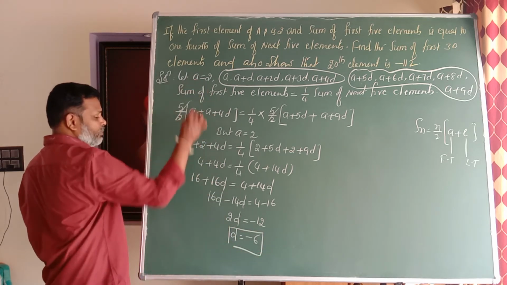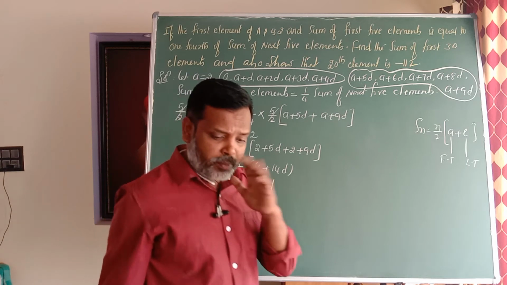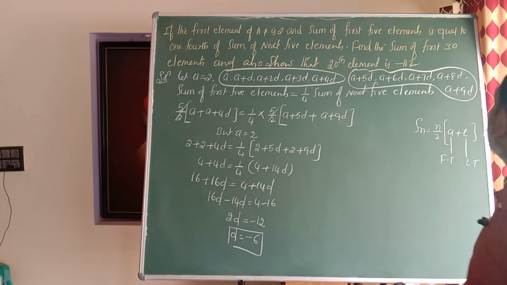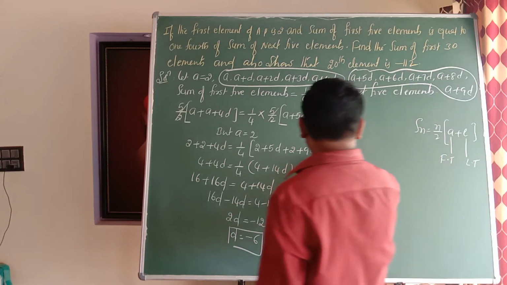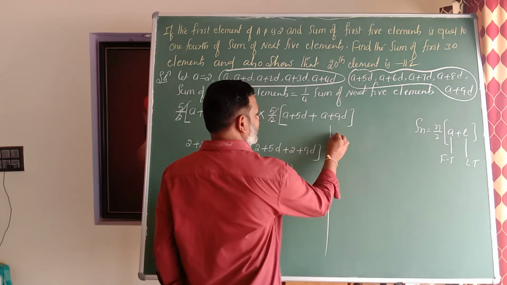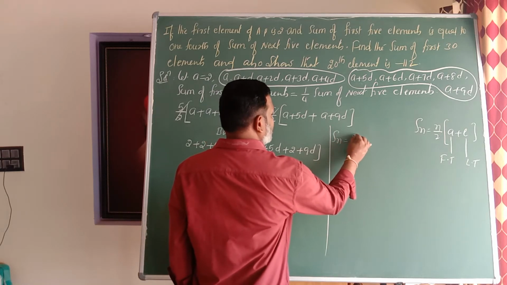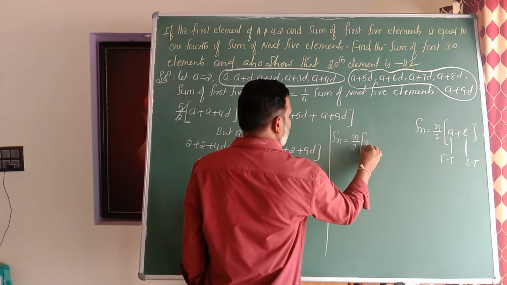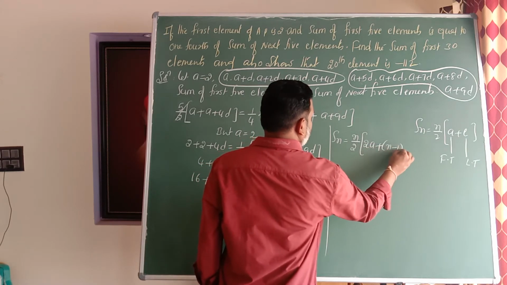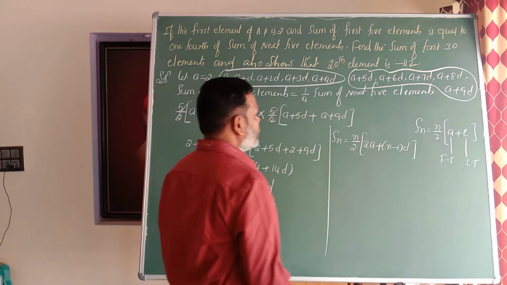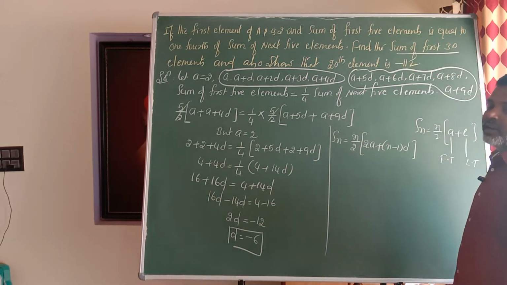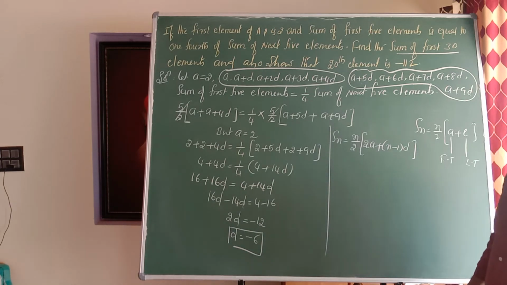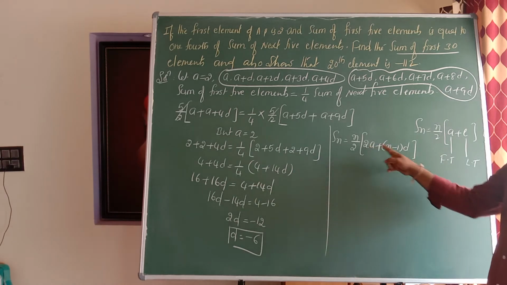So we have the first term. We have the common difference. Now actually the question is, find the sum of the first 30 elements, they are asking. Which formula I have to use? The question is sum of the first 30 elements. Sn is equal to n by 2 into 2a plus n minus 1 into d. Here why this formula we can use? In the sum of the first 30 elements, we don't know the last term, but we have the first term and the common difference. I can use this formula, right?